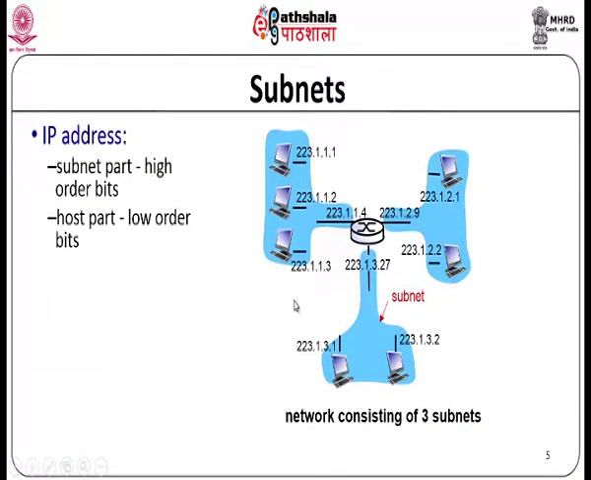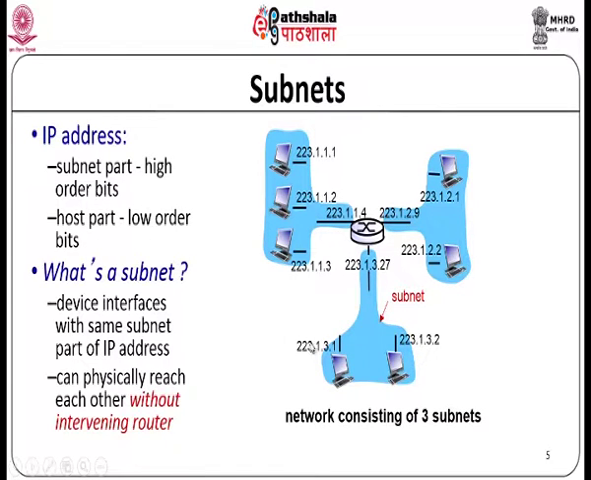Let us first understand what we mean by the subnet part of subnetting. If you look at an IP address, we have a subnet part and a host part. Whatever we have in the host part in a normal IP class B or class A address, we are trying to split further into a subnet part and a host part. The higher order bits will be used to indicate the subnet part and the lower order bits will indicate the host part.